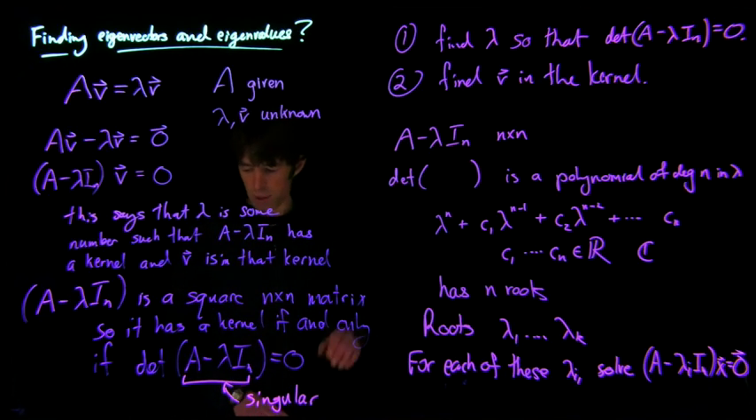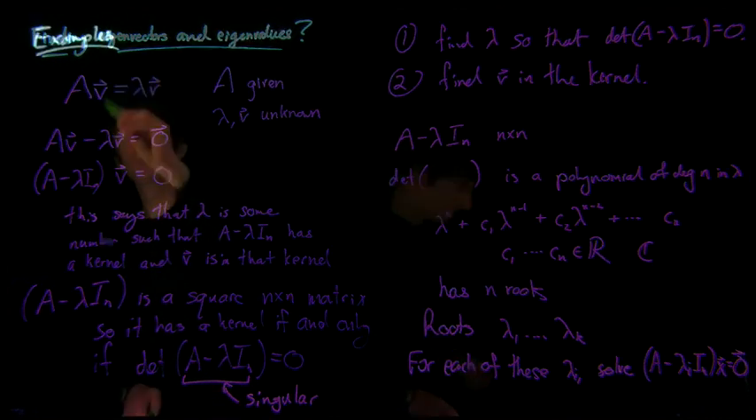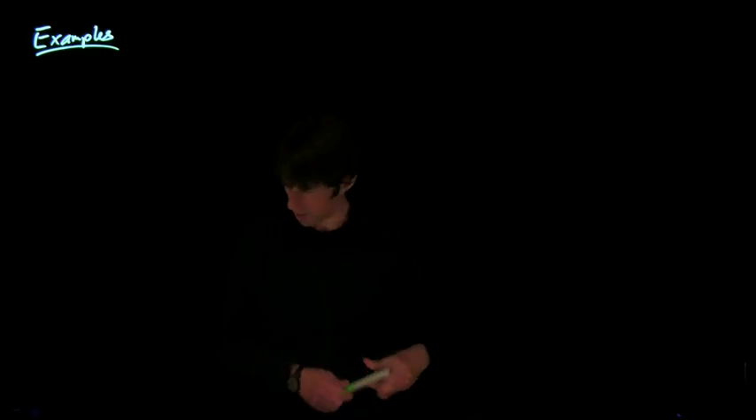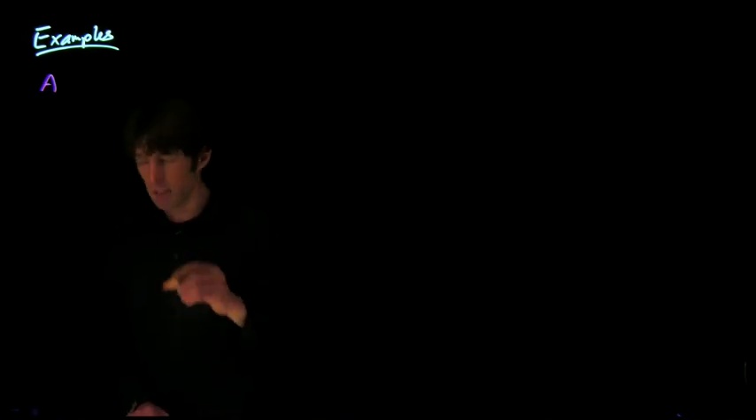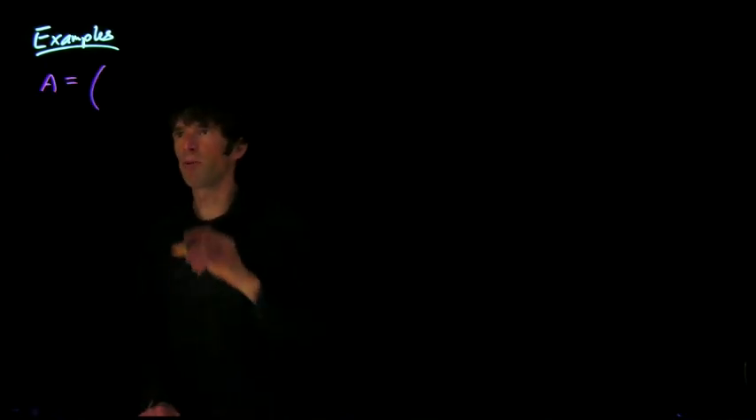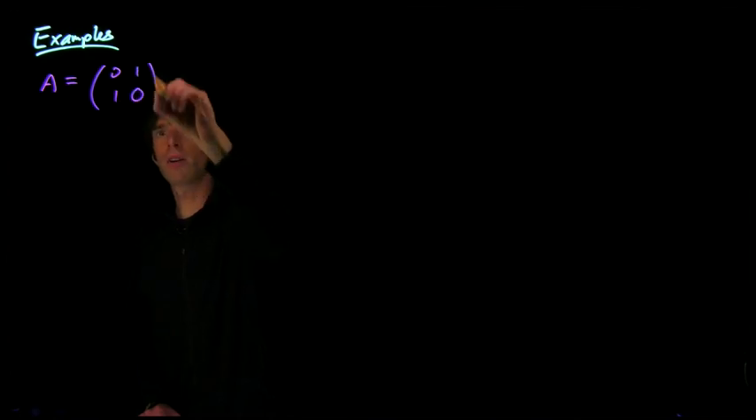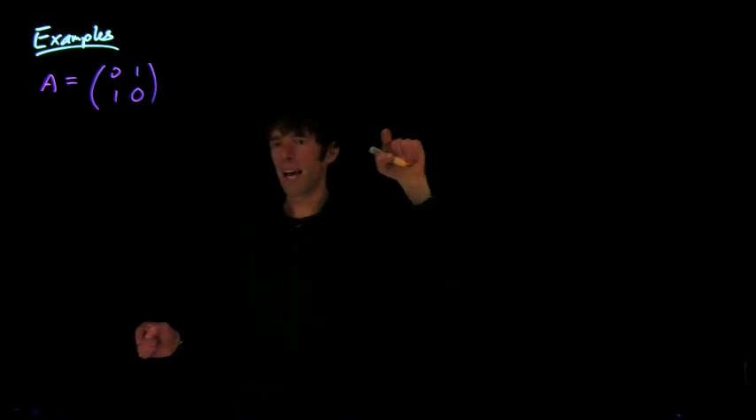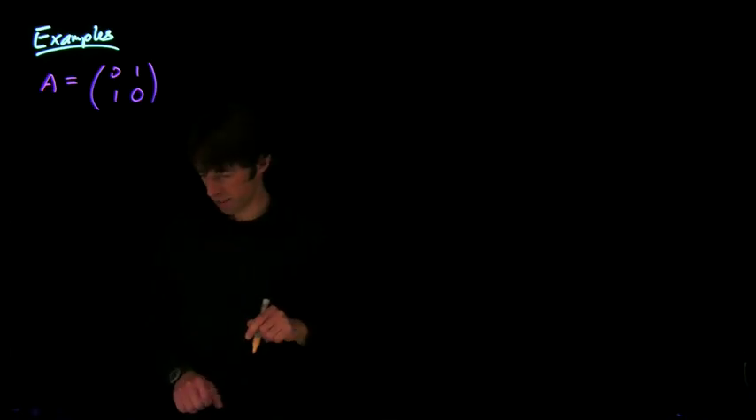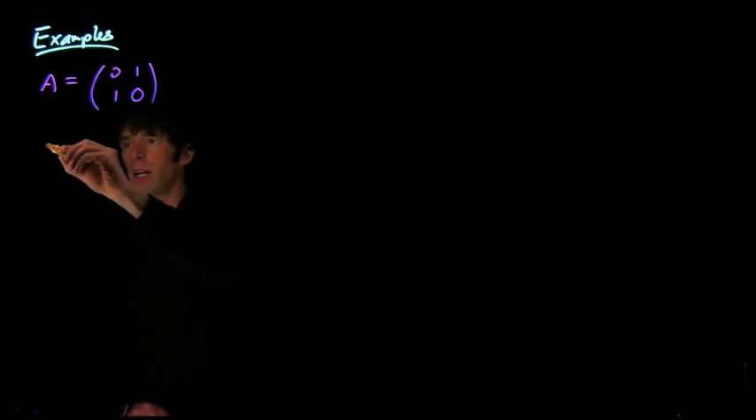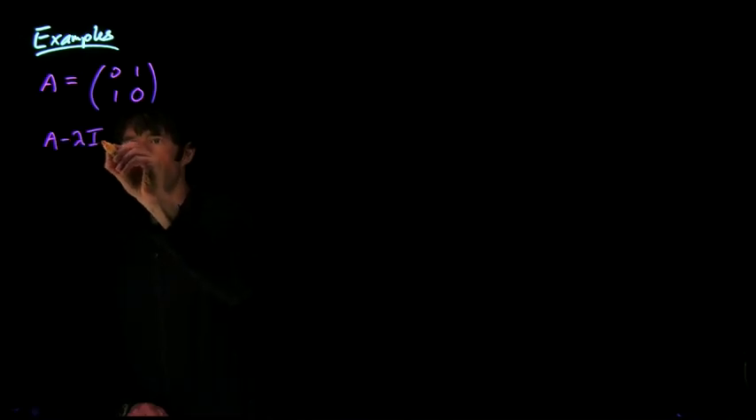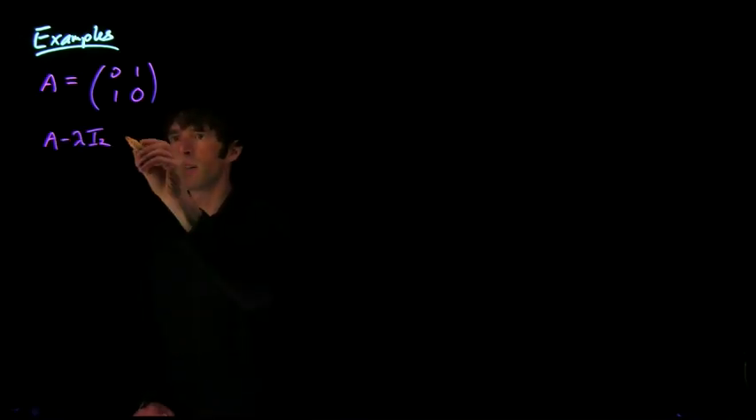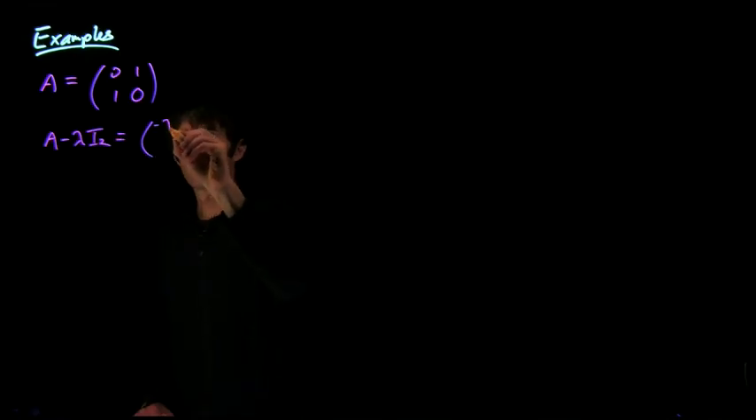So it's helpful to see an example of this in action. Let's clear the board and work through an example. Okay, let's go through some examples. The first example is, let's take A to be this matrix that we saw before, 0, 1, 1, 0. So this is reflection across that diagonal line, y equals x. If I write out A minus lambda times the 2 by 2 identity here, then this is minus lambda, 1, 1, and minus lambda.